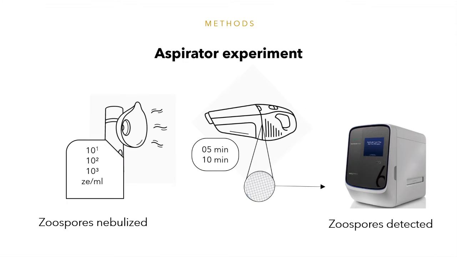We experimentally tested the capacity of the portable aspirator method to detect BD in a simulated fog that contained known BD concentrations. We nebulized BD concentration solutions of 10, 10 to the power of 2, and 10 to the power of 3 zoospores per milliliter, which were aspirated for 5 and 10 minutes. We compared the nebulized zoospore quantity with that detected by qPCR.